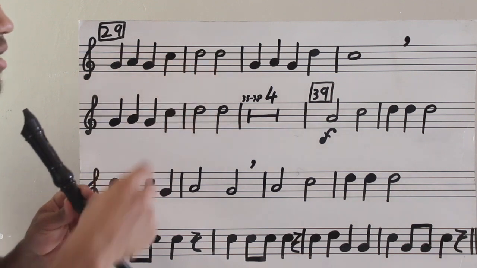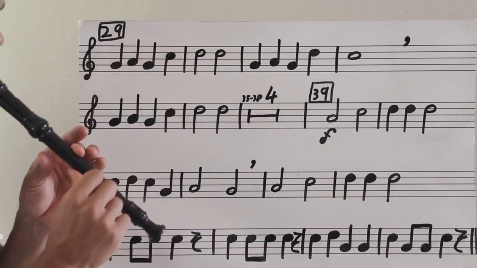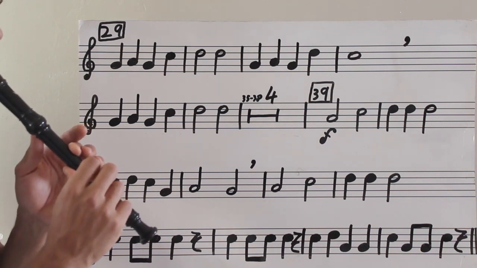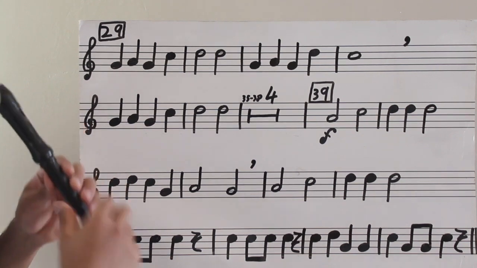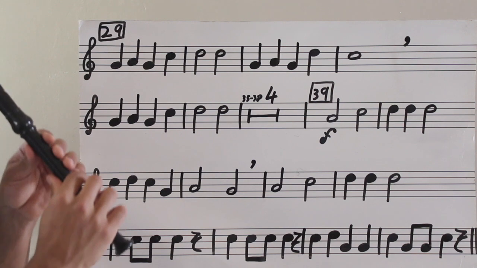Then 2 high Ds, held for 2 beats. 3, go. Again. Let's go from here, bar 29, up until bar 30. 3, go.